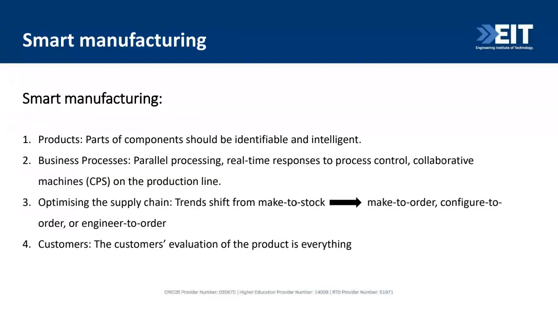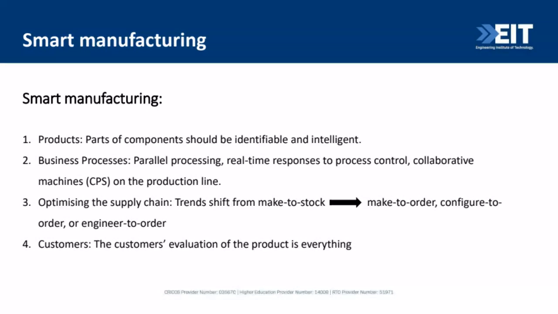So that was about smart manufacturing, and we can summarize it as a manufacturing process where products are smart or intelligent, and business processes are smart. By smart business processes we mean there is capability of parallel processing and real-time responses to process control. There is capability of collaboration between machine to machine and machine to people on the production line using cyber physical systems. And then smart manufacturing has an optimized supply chain. What does it mean by optimized supply chain?